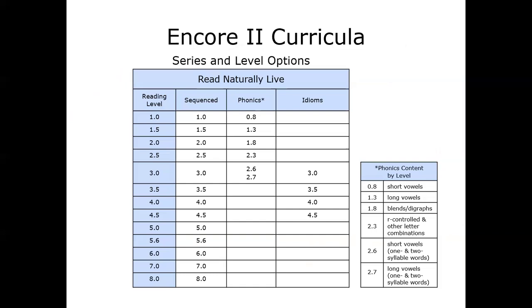Here are the curricula options that are available. Now, when you purchase Encore, you purchase it by the level. So you choose whichever level or levels are appropriate for the students you're working with. Many people purchase both the sequenced and the phonics series. Some also get the idioms. Some mix and match. It's totally up to what the needs of your students are.